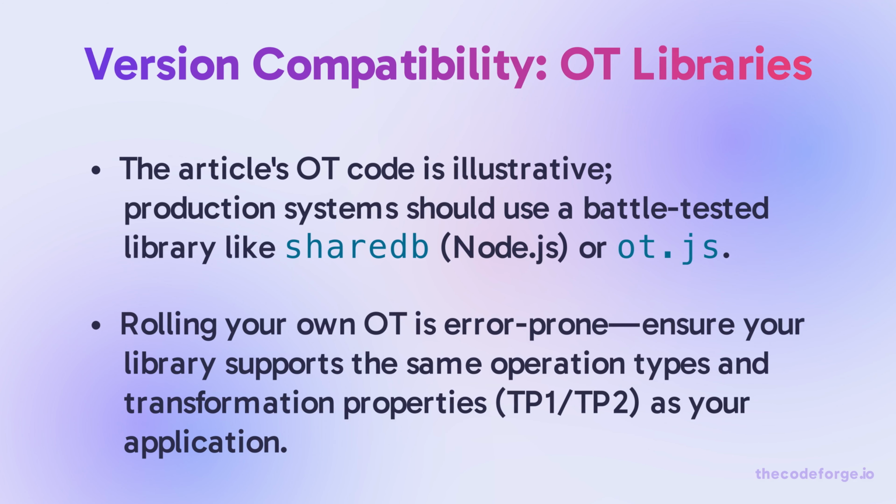The article's OT code is illustrative. Production systems should use a battle-tested library like ShareDB, Node.js, or OT.js. Rolling your own OT is error-prone. Ensure your library supports the same operation types and transformation properties, TP1, TP2, as your application.